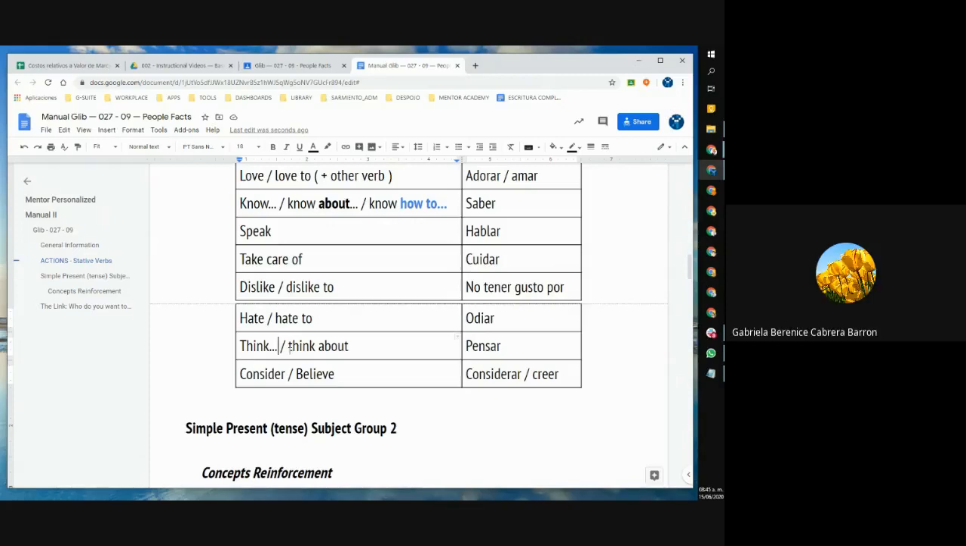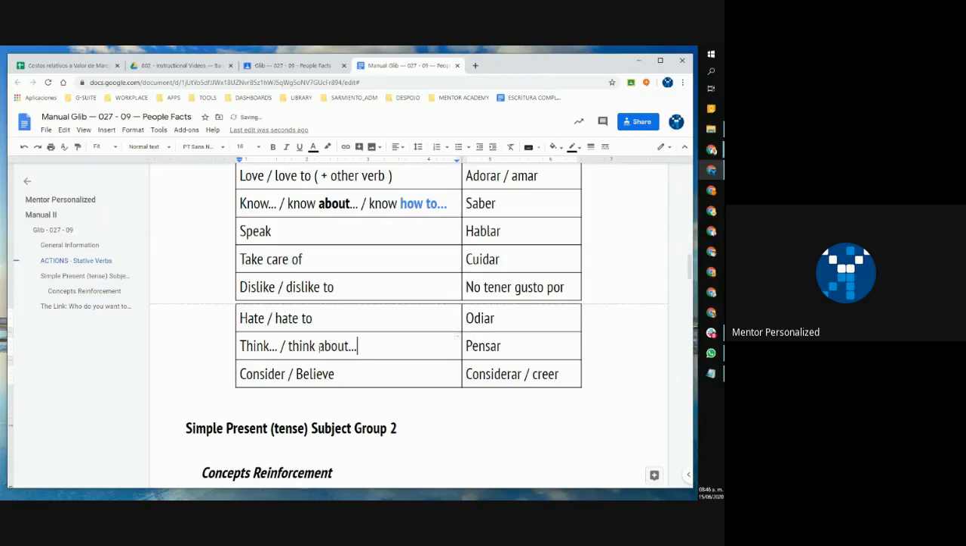I think you live in Mexico City. Very good. Repeat. I think you live in Mexico City. Think. Very good. Or think about, pensar acerca de un tema o una persona.